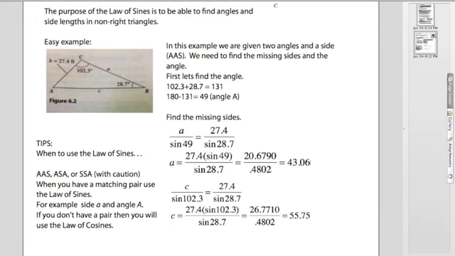Now, one thing when you finish, you want to make sure that your triangle makes sense. Triangles are proportional, so that means that if you have a very large angle, then the side length opposite that angle is going to match up with it. In other words, it's going to be the longest side. And you can see that angle C is the largest angle in my triangle, and side length C, once I've calculated it, should be the longest side. And of course, 27.4 is B, 43.06 is A, and C is 55.75.